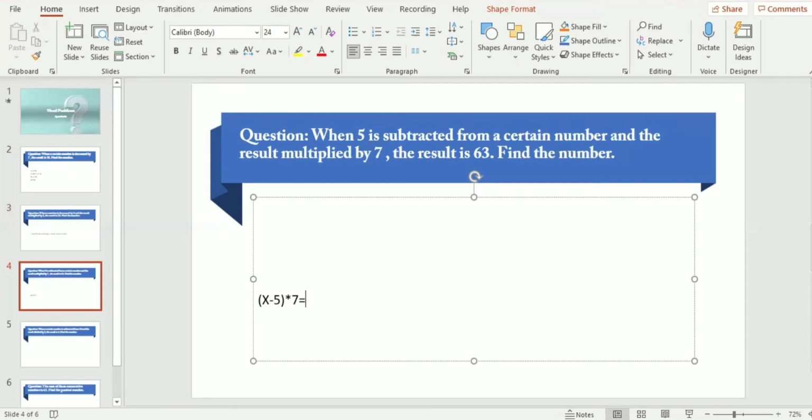And the result is 63. So now we have our equation according to the question, which is, when 5 is subtracted from a certain number, we have considered that number as x. So x minus 5 and the result multiplied by 7. The result is 63. Now again, 7 is going to divide 63 on the other side. So we have x minus 5 is equal to 63 divided by 7.